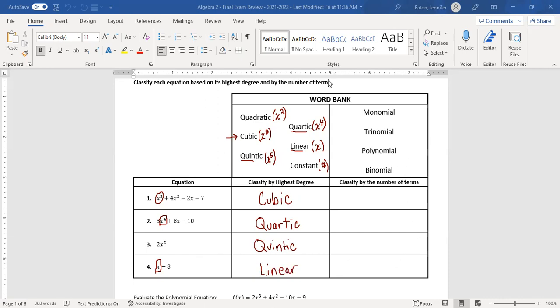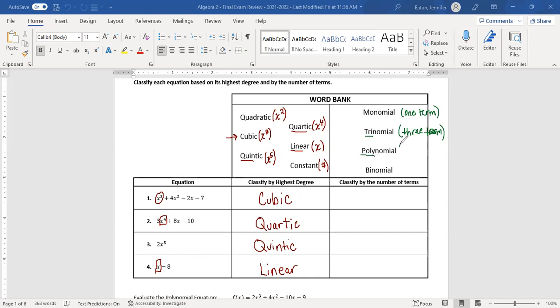So now let's go ahead and classify them by the number of terms. So a monomial is when there is one term. Mono means one, so one term. A trinomial is when there are 3 terms. And let's think of other words that start with tri. We have our tricycle, a 3-wheeled bike there. And so we know the word tri stands for 3.